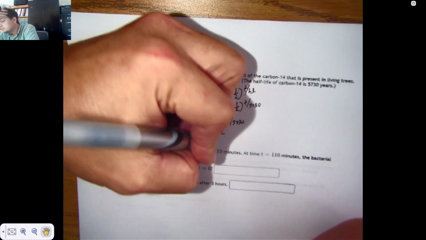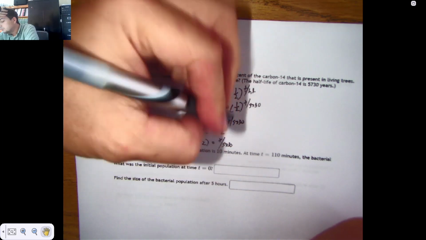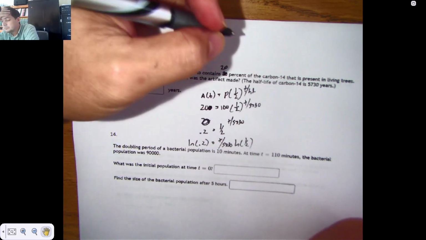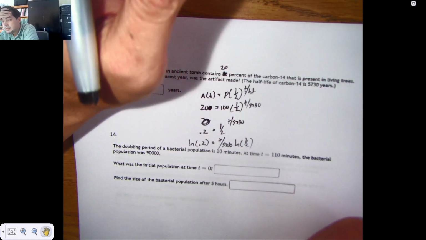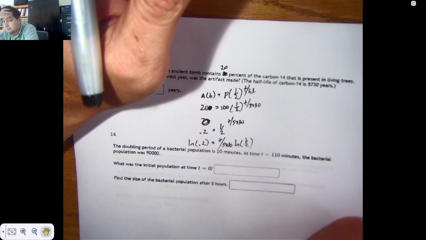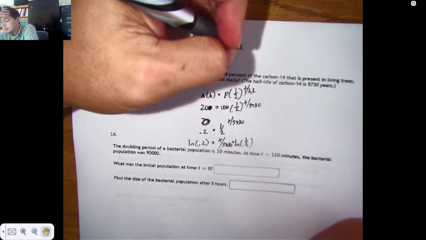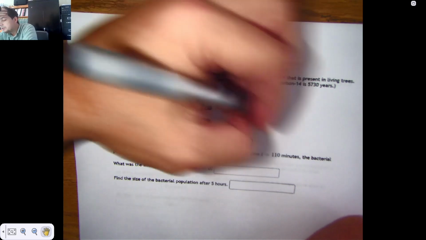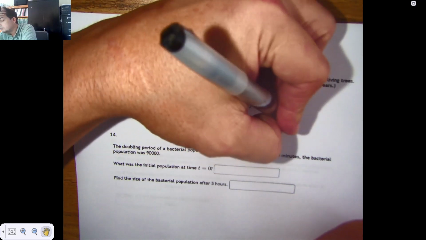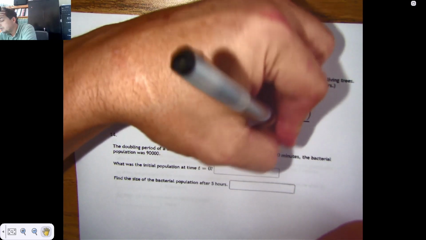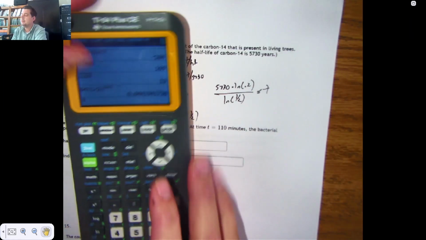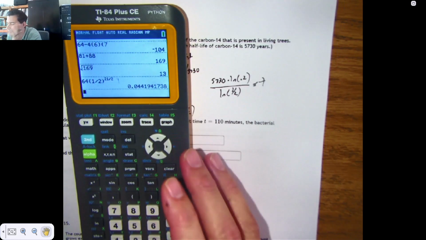ln both sides. And hopefully you realize that you have to multiply both sides by 5730. I kind of wrote that where it looks like it's in the divisor. I have to multiply both sides by 5730, and I have to divide by the natural log of a half. That is my time. How old is this thing? And remember, I changed the context of the problem because there's no way I'm going to make you do 50%, because then it would just be 5730.